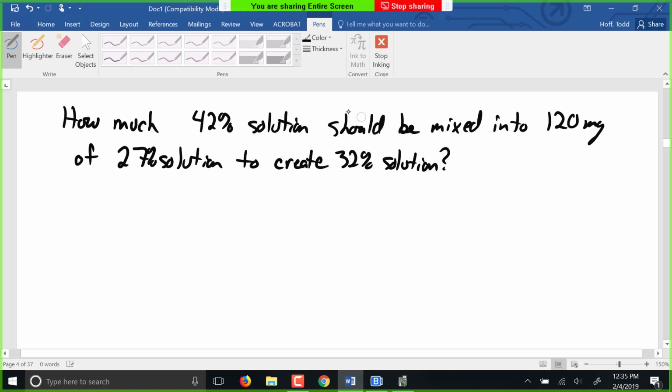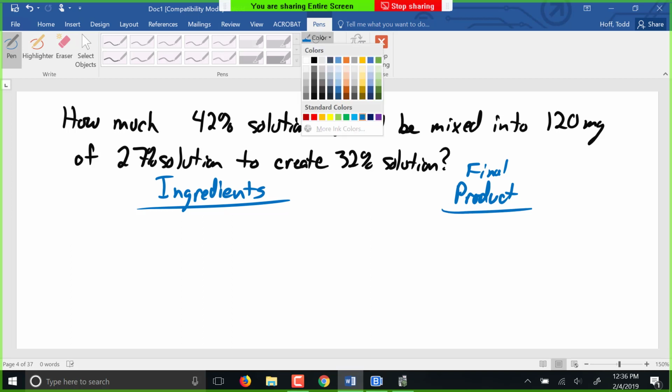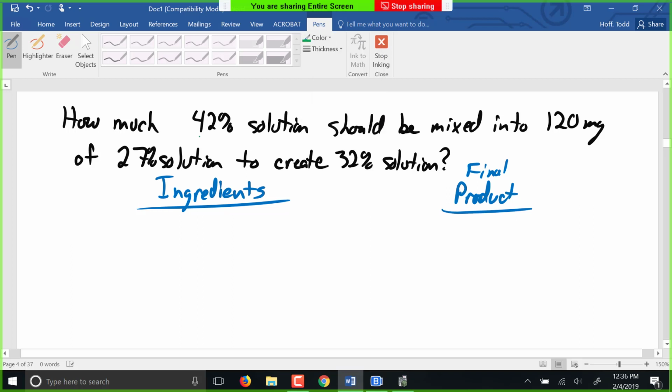So one thing I always look at in these are, what are my two ingredients? And this is chemical solutions, medical solutions, whatever you want to look at. But it could be investments, two component investments in the final product. So we have our ingredients, our components, and then our final product. And in this case, we're starting out with what 2%? 42% and 27%. Very good.